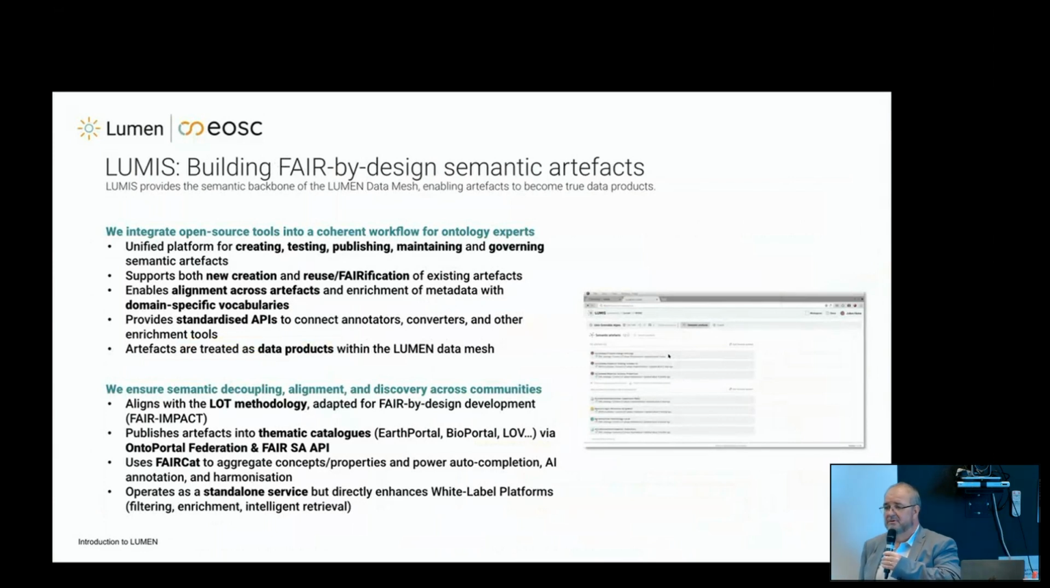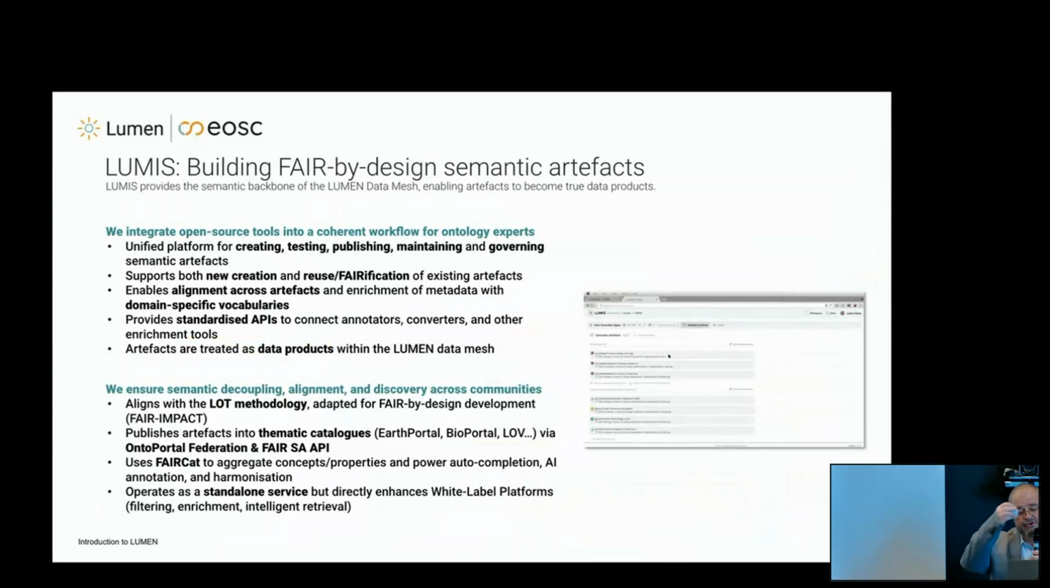If you want to test the quality of an ontology, you need to see if it works. And it only works if you use and add data to it. If you don't, well, you cannot test your ontology. So basically, the idea is that the semantic artifacts in the context of Lumen are treated as data products, like you would do with data sets, let's say satellite images, surveys, whatever. And they will be then integrated part of the Lumen data mesh.